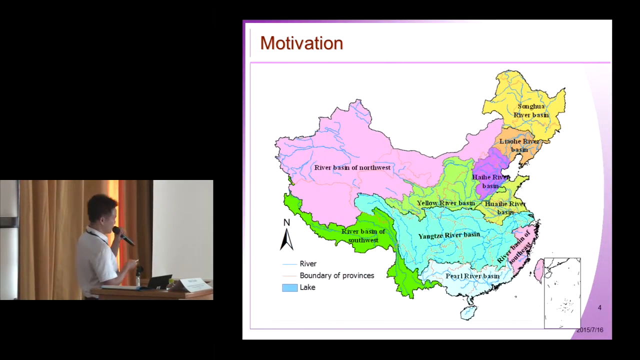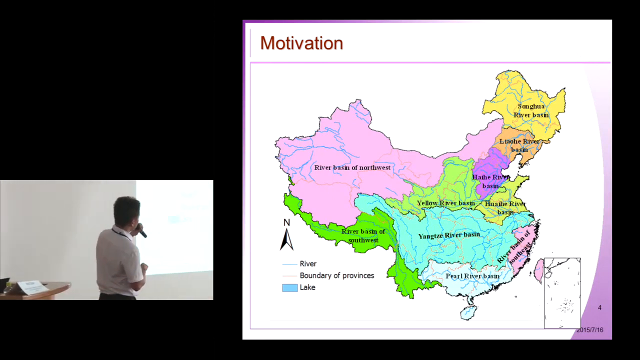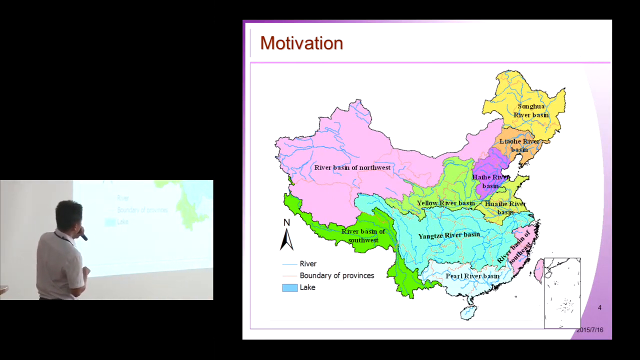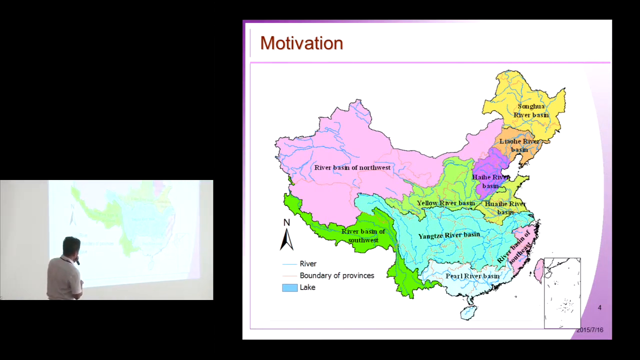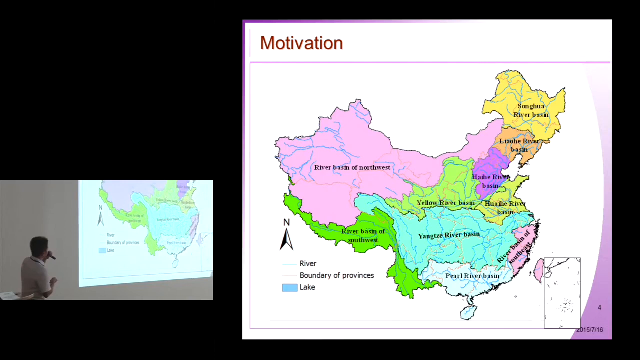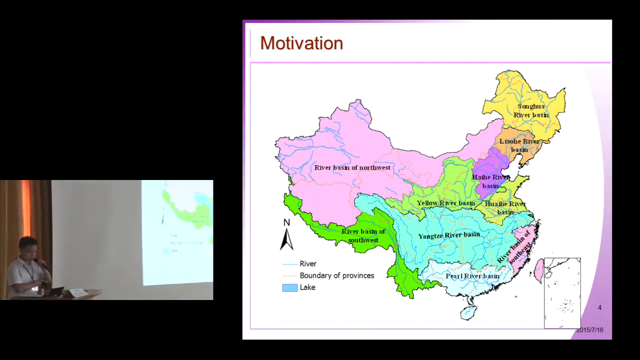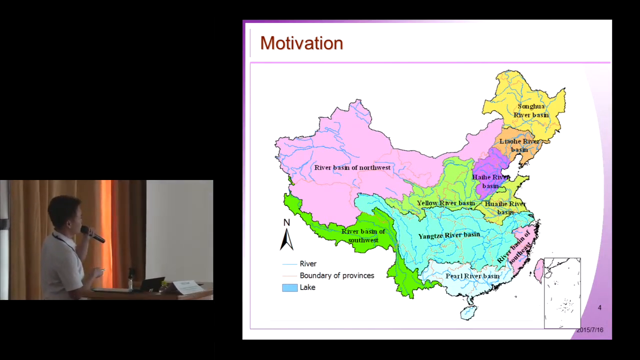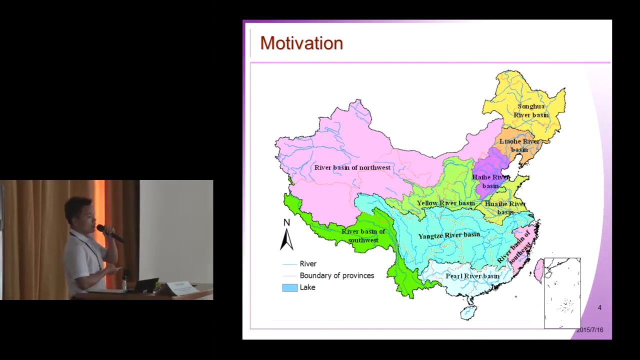And this is a focus on China. China has several basins. This one is the Yangtze River basin and this one is the Yellow River basin. This is the Yangtze River basin and also this is the Pearl River basin. The most serious problem for the sediment is, I think, in the Yellow River Basin. But today's study just focuses on the Yangtze River Basin because of the establishment of the Three Gorges Dam.